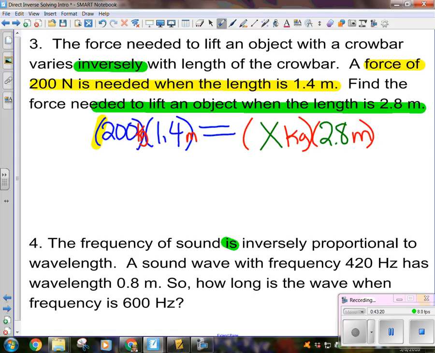Did I do a proportion this time? No. I did a multiply for the first two numbers and a multiply for the second part. Everybody see that? How do I solve to get X by itself? Divide it by 2.8. So over here, divide this by 2.8. So 200 times 1.4 divided by 2.8. X equals. What is it?